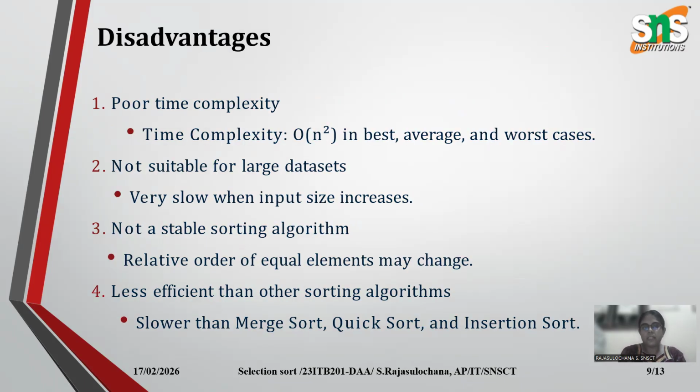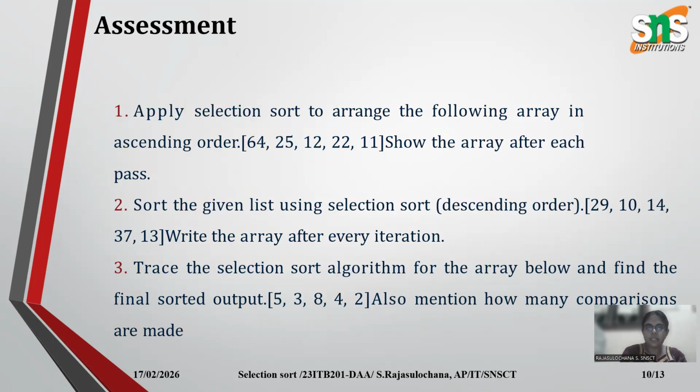The drawback of the selection sort algorithm is that it has very poor time complexity, that is order of n square for all three cases: best, worst, and average case. And when the data is large, this algorithm is not suitable because its execution slows down when the input size increases. And unlike bubble sort algorithm, it is not a stable sorting algorithm because the relative order of equal elements may change. And compared to other sorting algorithms like insertion sort, quick sort, and merge sort, this is less efficient.